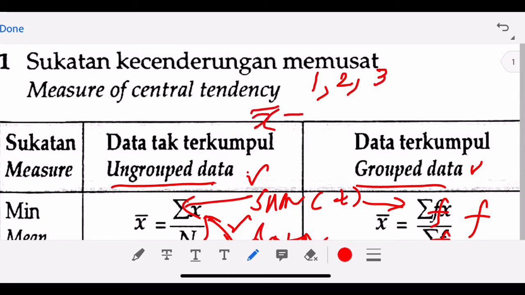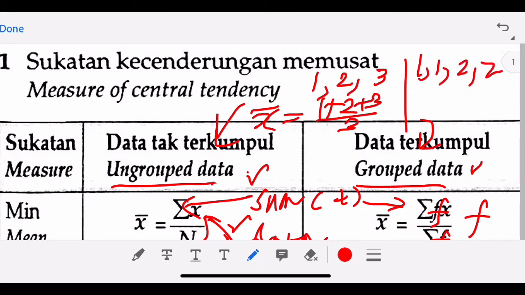For example, I give you 1, 2, 3. When I ask you to find the mean, you will sum up the data. Sum means plus: 1 plus 2 plus 3, over 3. That is the meaning of the formula. Some of you are good at doing statistics, but you don't understand the formula. That's a problem.